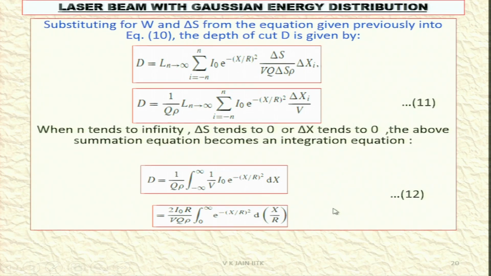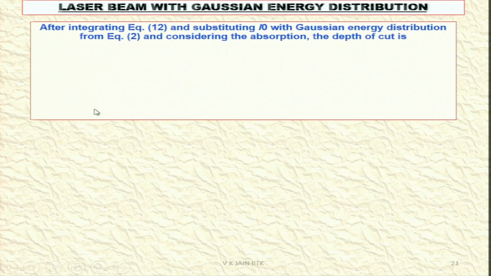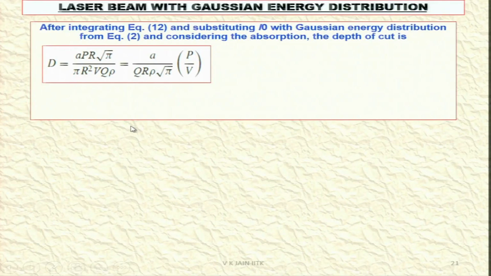After integrating equation 12 and substituting with the Gaussian energy distribution from equation 2 and considering the absorption, the depth of cut is given by this particular equation, where we have already derived the equations earlier. They can be simplified and written in this particular form. Here this is equal to this, and this will cancel by this, and you will have the square root of pi only.